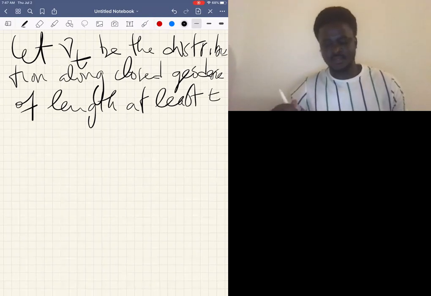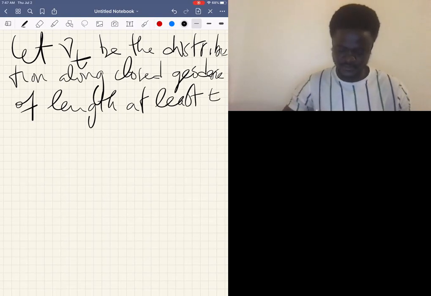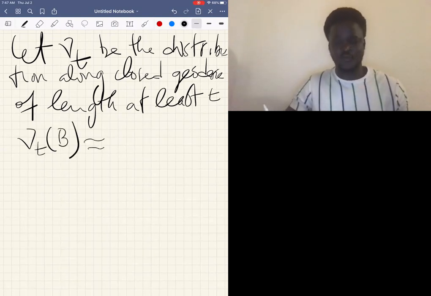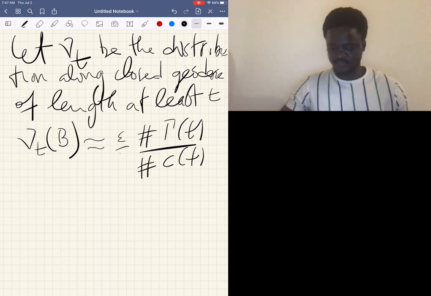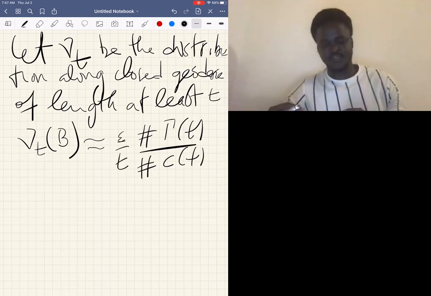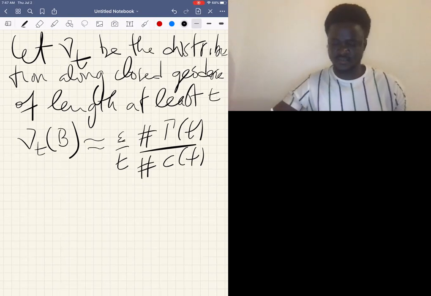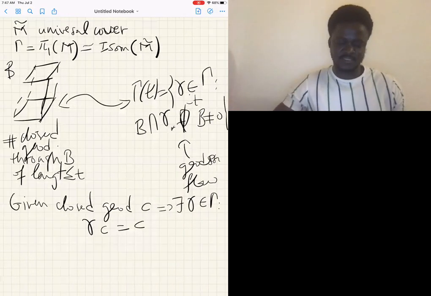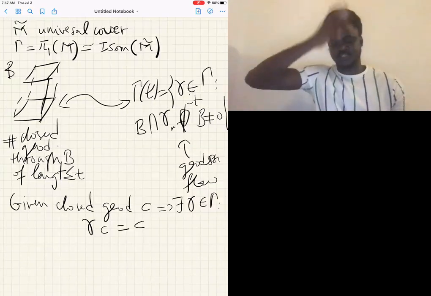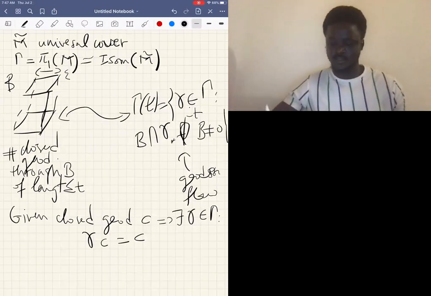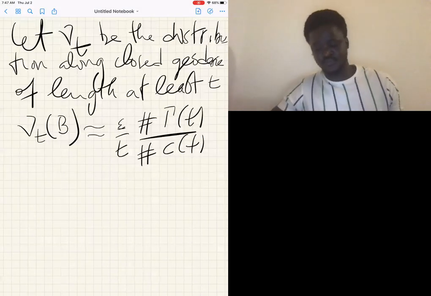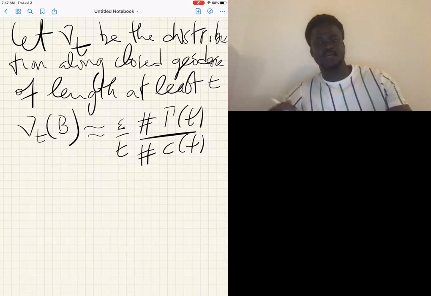And the previous bijection gives you that the measure of this detector B is of order of the cardinality of Gamma_T over the cardinality of C_T. So I'm putting here some bounds. This epsilon is the thickness of B in the flow direction. So you take stable and unstable and you flow it. This size here is epsilon, okay? So this gives you this bound easily from the bijection that you have.